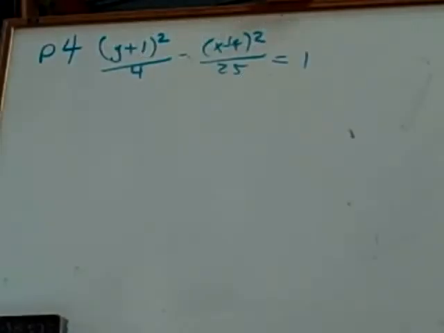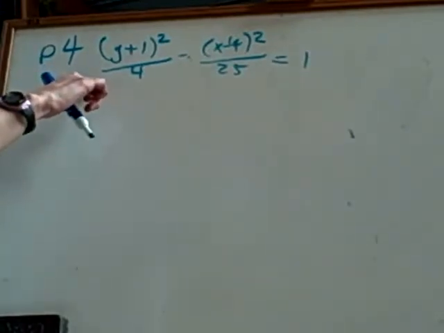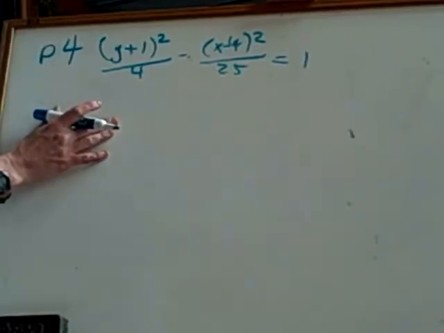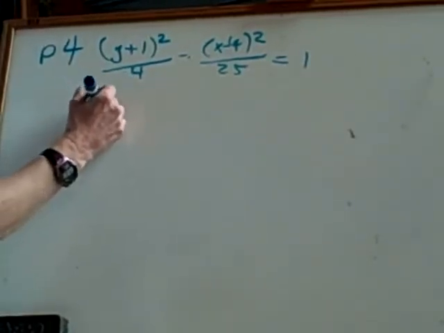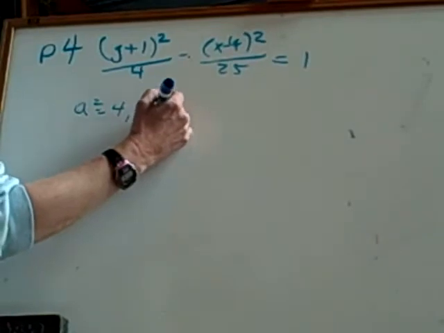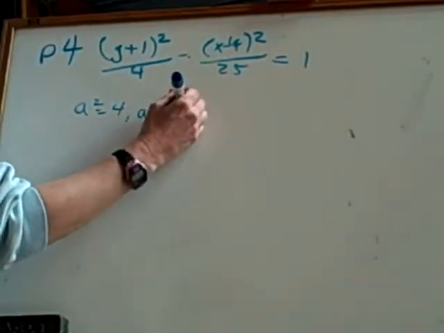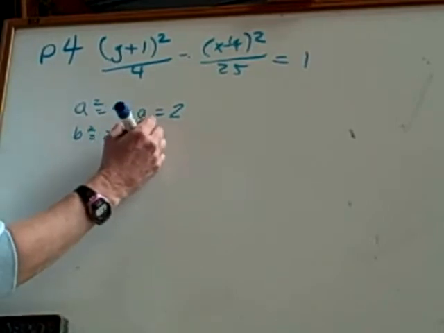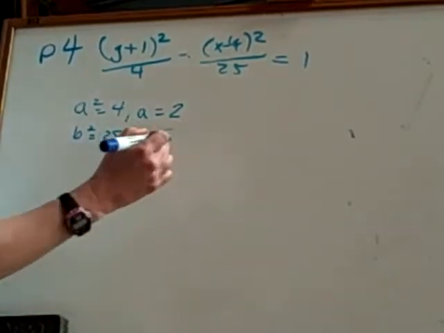All right, we are at the top of page 4 on hyperbolas. You'll notice that your y is the positive one here, so that means your transverse axis is going to be this one. Your a squared here is equal to 4, so what is a? It's equal to 2, and b squared is going to be 25, so what's b? 5. 5, okay.